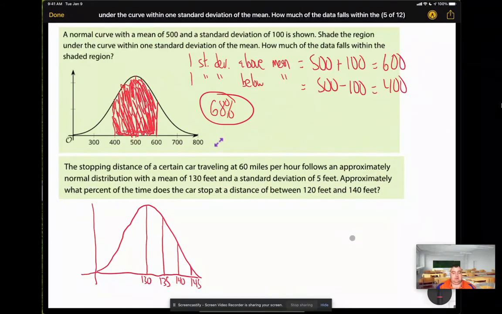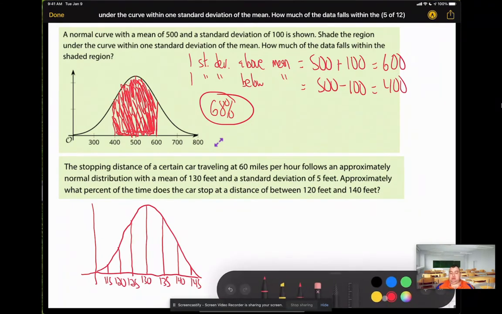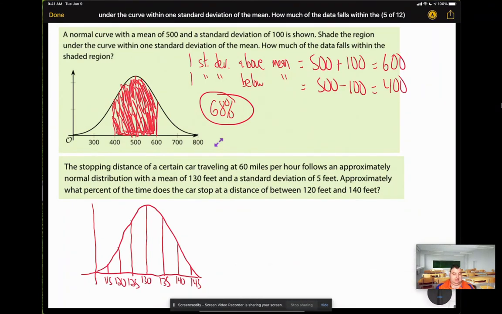If I were to go below the mean, one standard deviation below the average would be 130 minus the standard deviation, so that would give me 125. Two standard deviations below would be 120. Three standard deviations below would be 115. In other words, subtract the standard deviation 3 times. And what they're asking here is between 120 and 140.